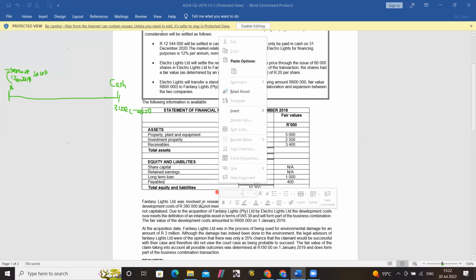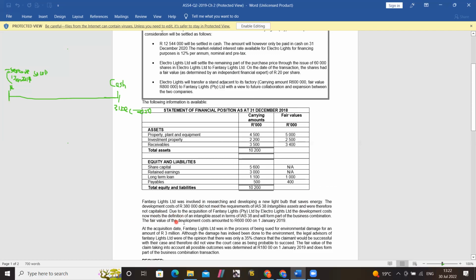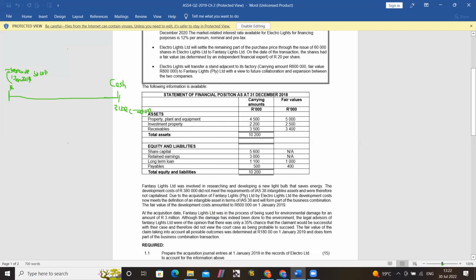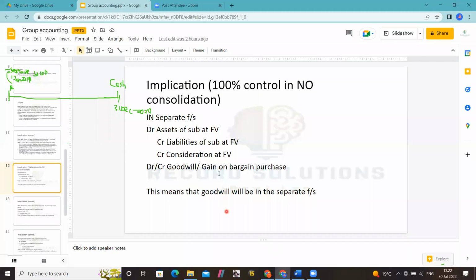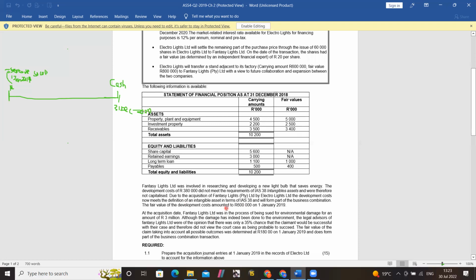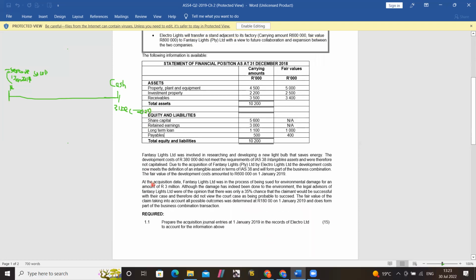You have to debit the intangible asset, and then the fair value of the development costs amounted to not this 380. They said the fair value amounted to 600,000, and the asset must be at fair value. So you're going to use the 600,000, not the 380, because the asset must be at fair value, like we said here, right? And then what's going to happen? Let's continue. It says at acquisition date. So far we've debited four things, right? It's the three that were in the statement plus this intangible asset.